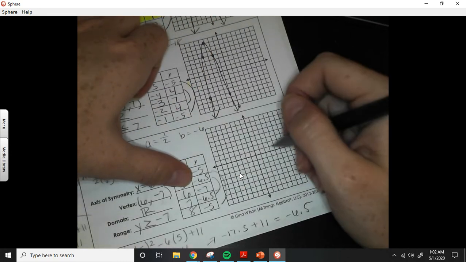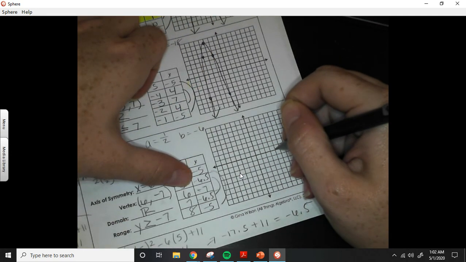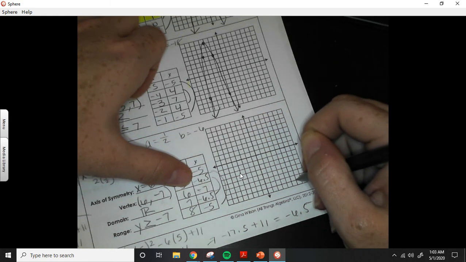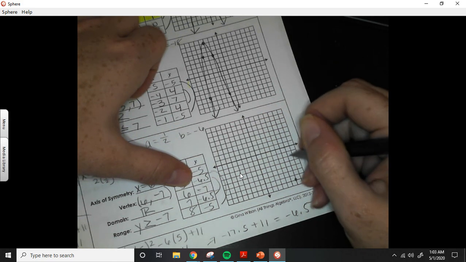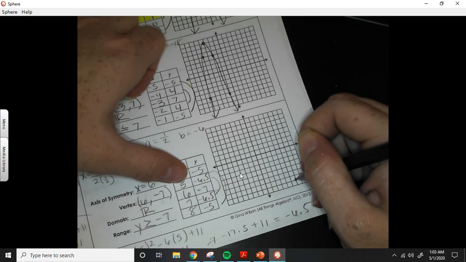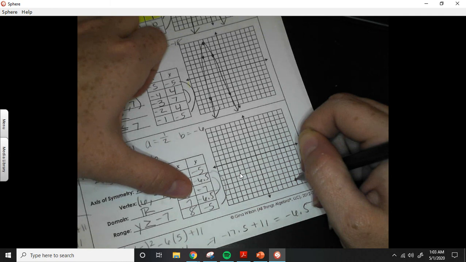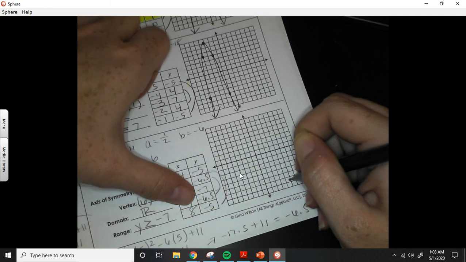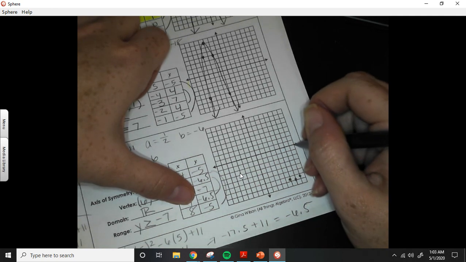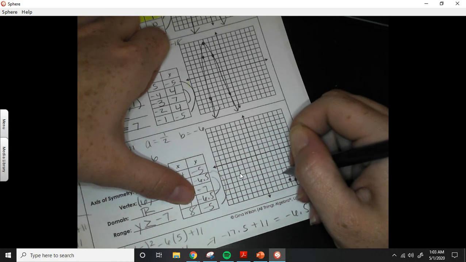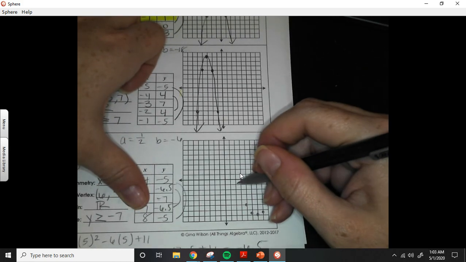Let's graph our vertex. 6, 1, 2, 3, 4, 5, 6. Negative 7 is all the way down. Then we're going to go 7. Negative 6.5 is in the half mark. And then 8, negative 5. So 1, 5. So this one's a pretty wide parabola.